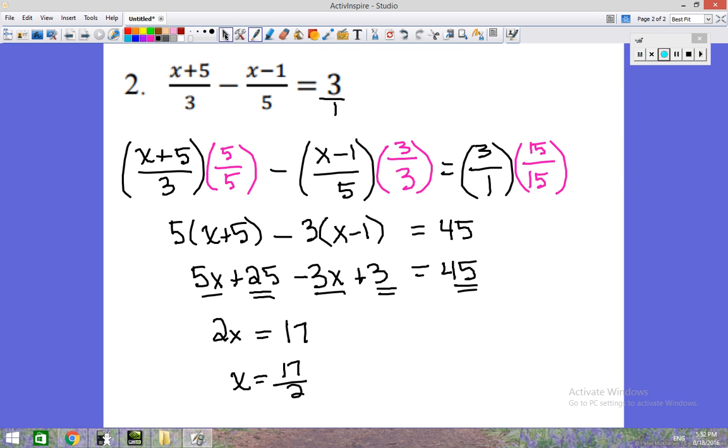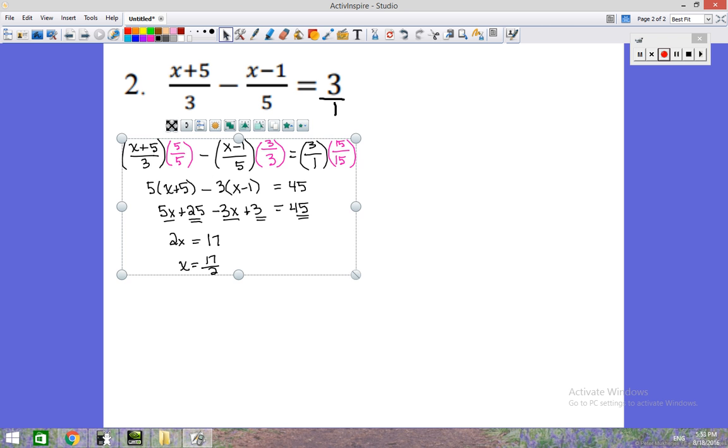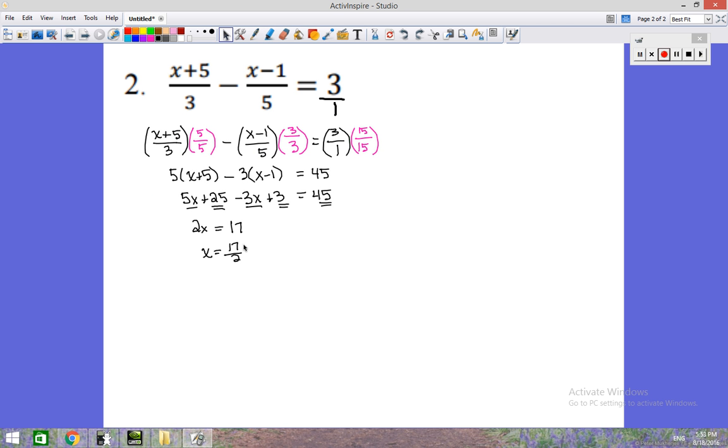Now, even though I could argue that I don't have to check this answer because it's not going to be extraneous, I am going to check my answer just because I'm afraid I might have done some arithmetic wrong.